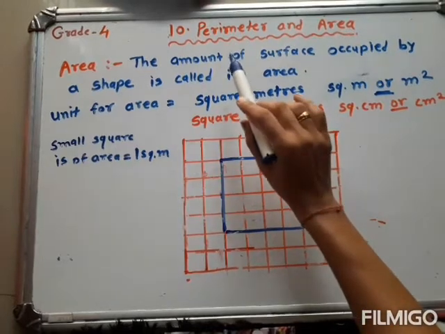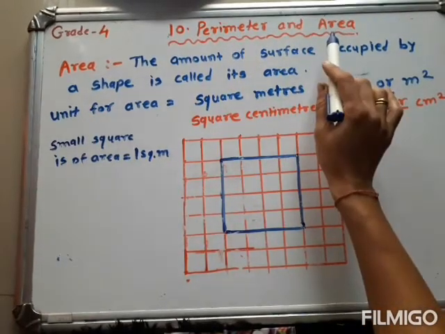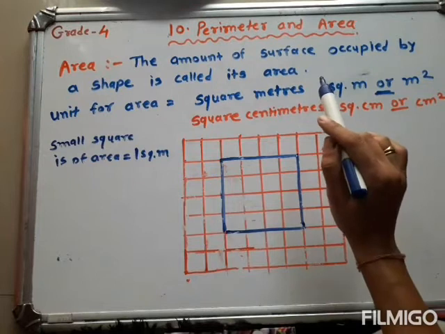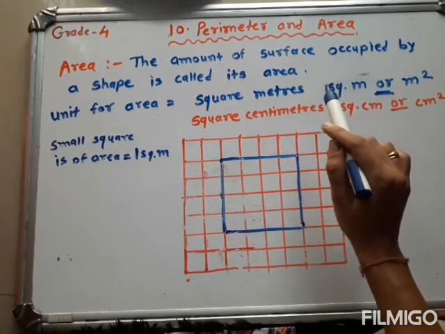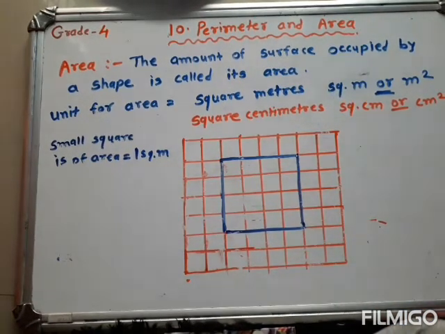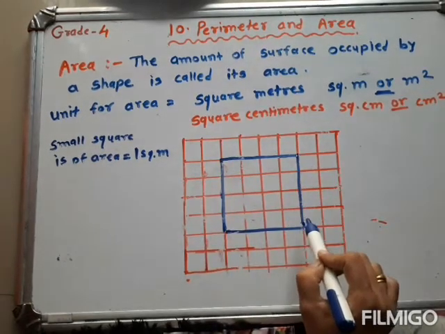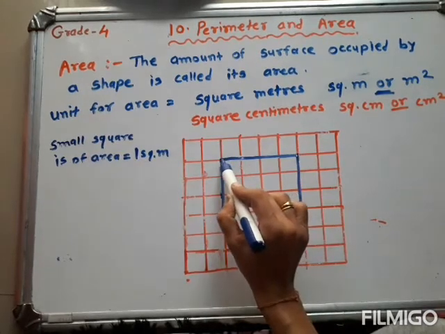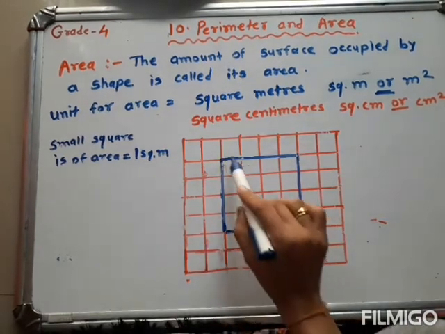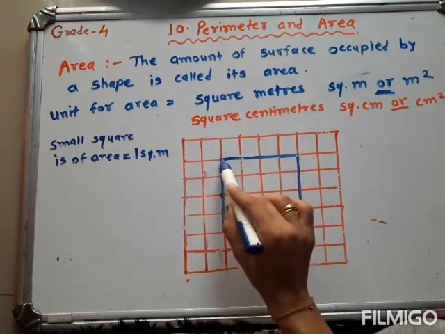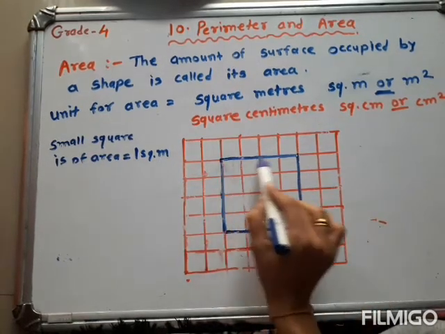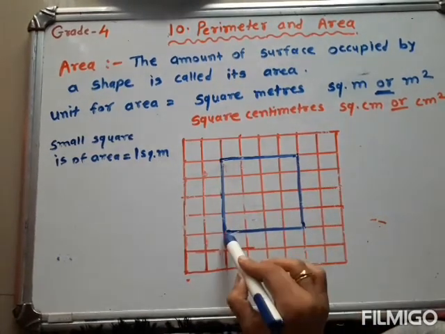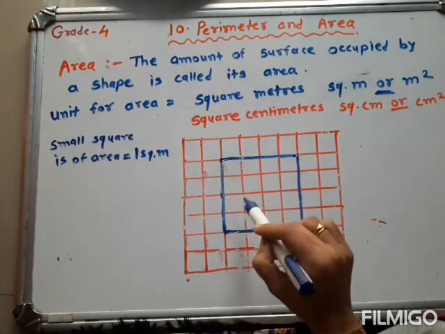We see chapter number 10, perimeter and area. In the last session, we saw what is meant by perimeter. Perimeter is the sum of the lengths of all sides of a figure. If we find the perimeter of this figure, we add this side plus this side plus this side plus this side, so we get the perimeter.